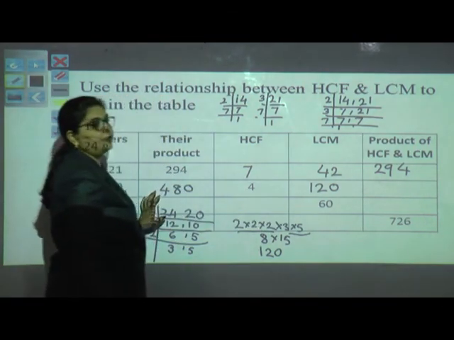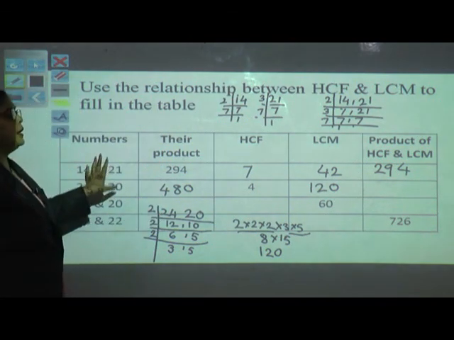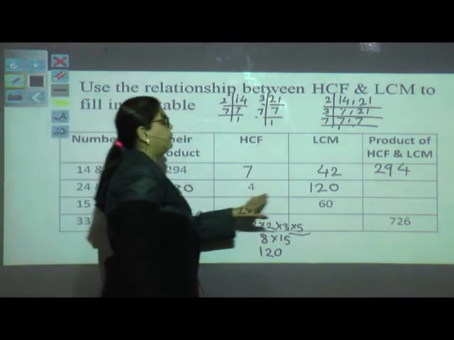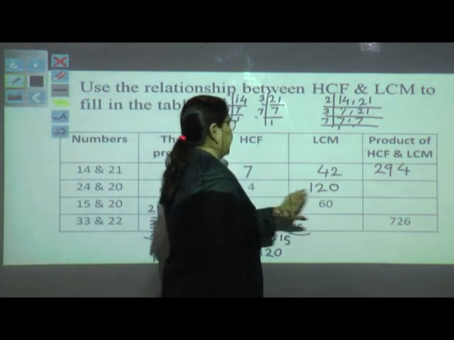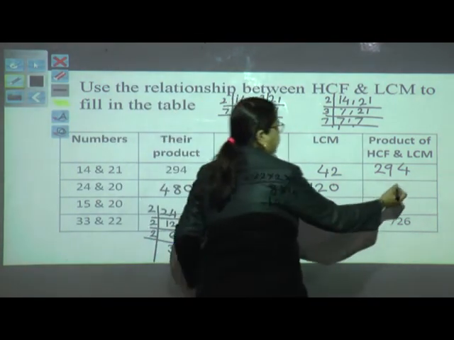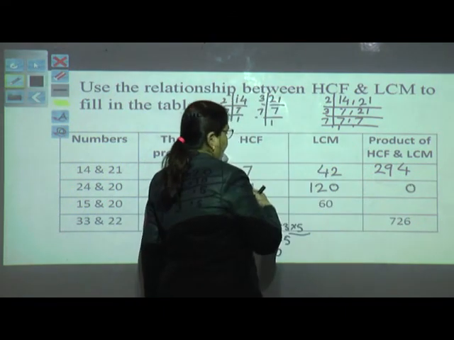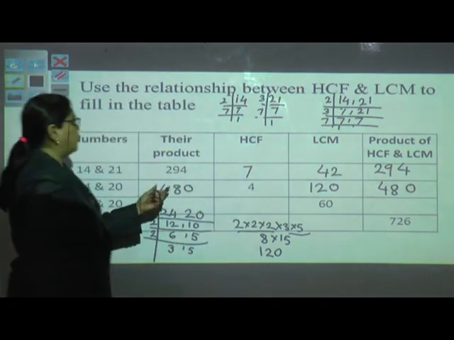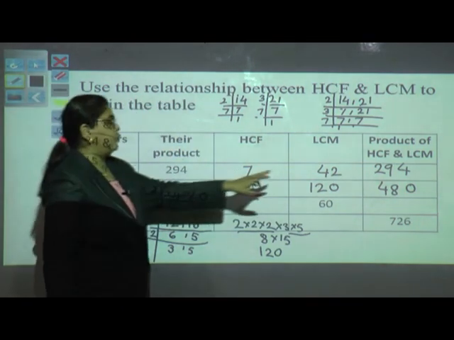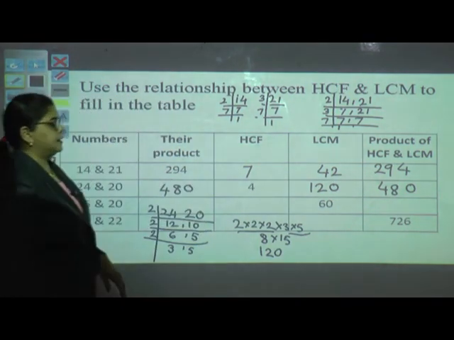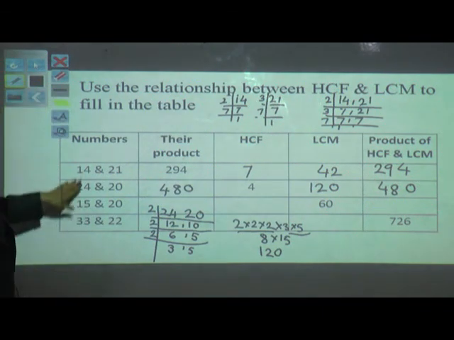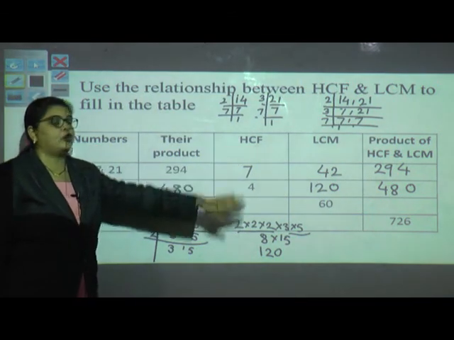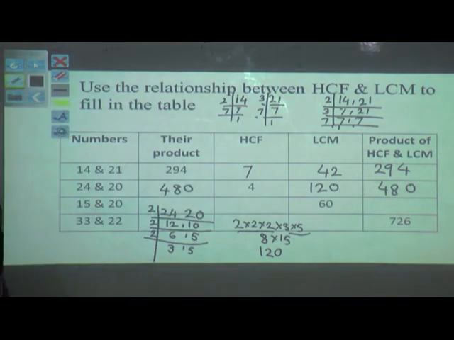Now you know the formula that the product of the numbers is equal to the product of the LCM and HCF. So we will do the multiplication again here. Using the magic of 0, write a 0 here, and 12 4s are 48. Is this 480 and that 480, both the same? Yes, so we can say there is a relation that the product of the numbers is equal to the product of HCF and LCM.